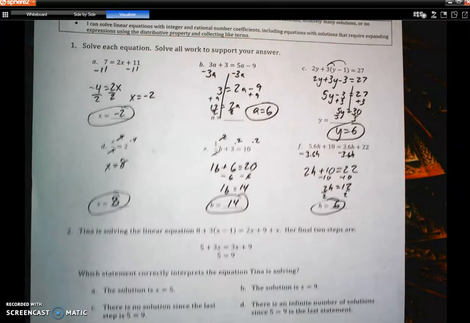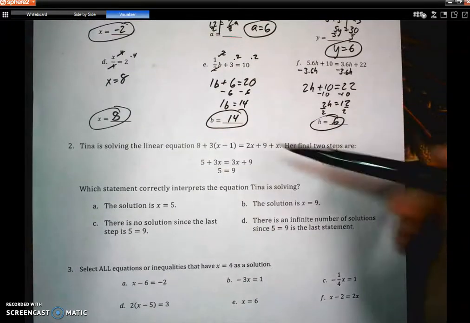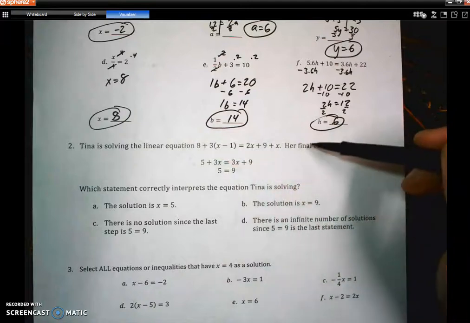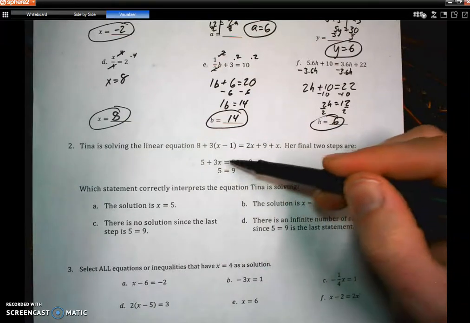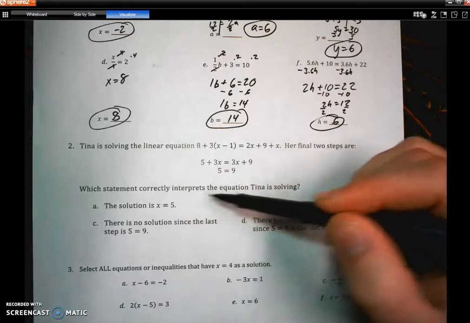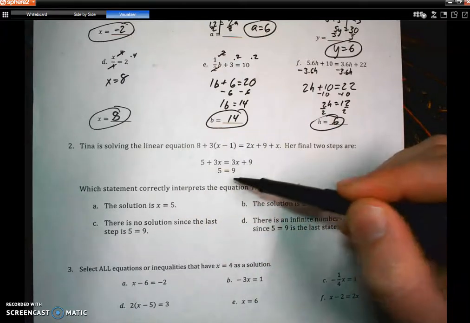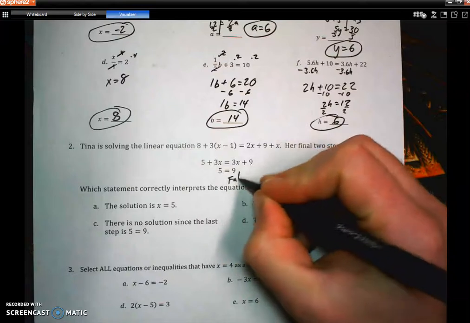All right, problem number 2. Tina is solving linear equations. She's done the math here. Her final 2 steps are 5 plus 3x equals 3x plus 9. 5 equals 9. Which statement correctly interprets the equation? Well, 5 does not equal 9. That's false, right? That's broken math.